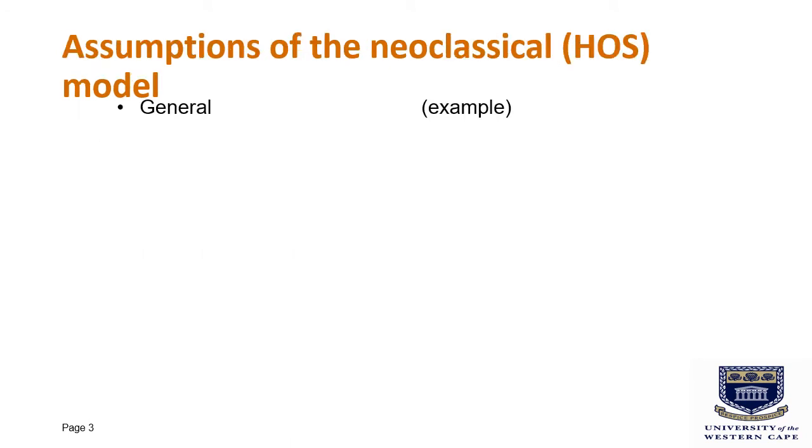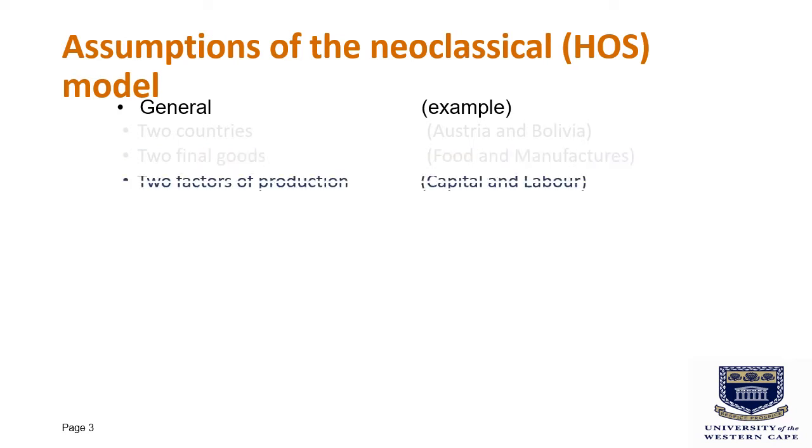So what are our assumptions? We're dealing with two countries, right? That's what we're going to limit our model to. Two countries, we can assume Australia and Bolivia in this case. We have two final goods, food and manufactures. In our case, we're going to assume that food is labor intensive, so it uses more of the labor input. And manufactures, we're going to assume that is capital intensive. So that means it will use more capital relative to labor.